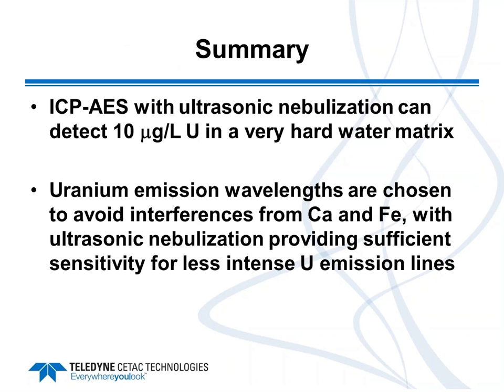So in summary, ICP emission with ultrasonic nebulization can detect down to 10 parts per billion uranium in a very hard water matrix. The uranium emission lines are chosen carefully to avoid interferences from calcium and iron. The most sensitive lines at 385 and 367 we could not use, so we had to use some of the weaker lines at 409 and 424. But the ultrasonic nebulizer provided us the extra sensitivity to measure those less intense lines. So with that, I'll open up the webinar to any questions any of the attendees may have.